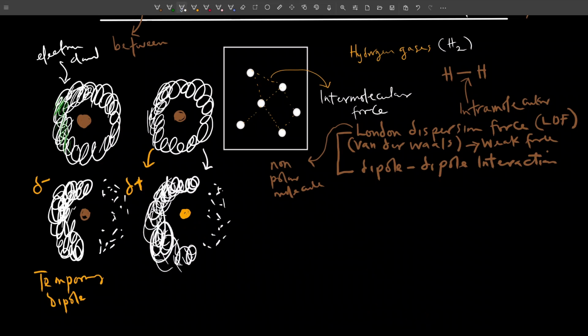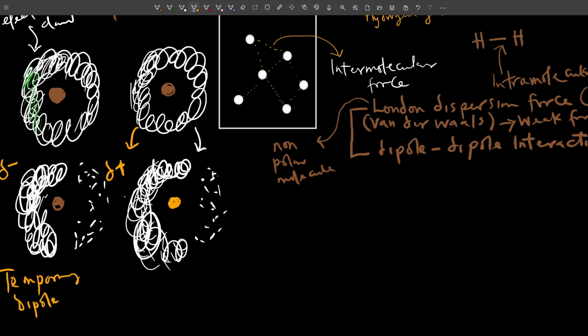But in this case now, because of the partially positive charge on this hydrogen molecule here, it induced a polarity in the other molecule, making the electrons move to this side, since positive and negative charges attract. So making this side now partially what? Partially negative, making this part now partially what? Positive.